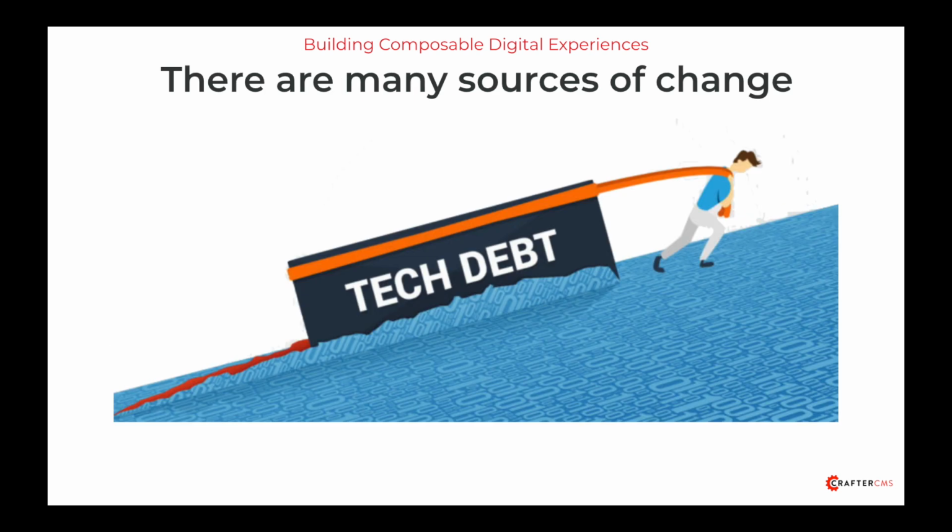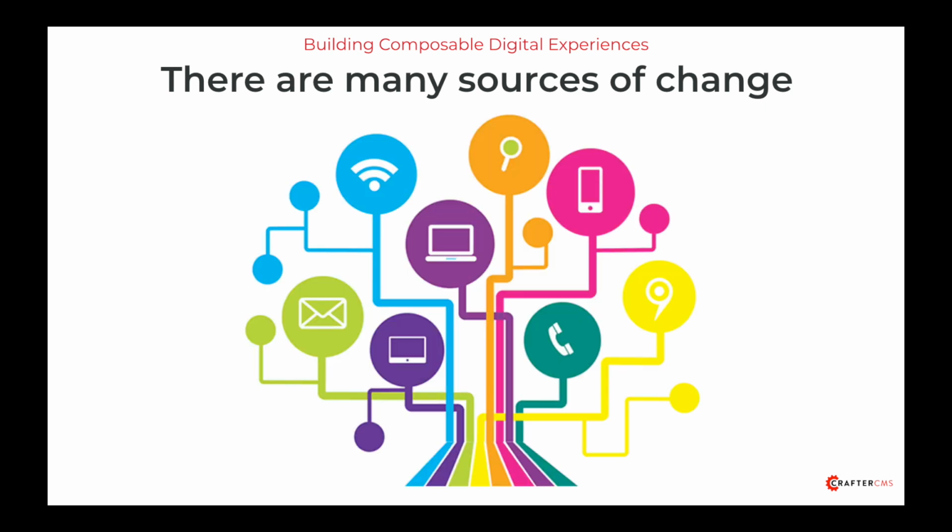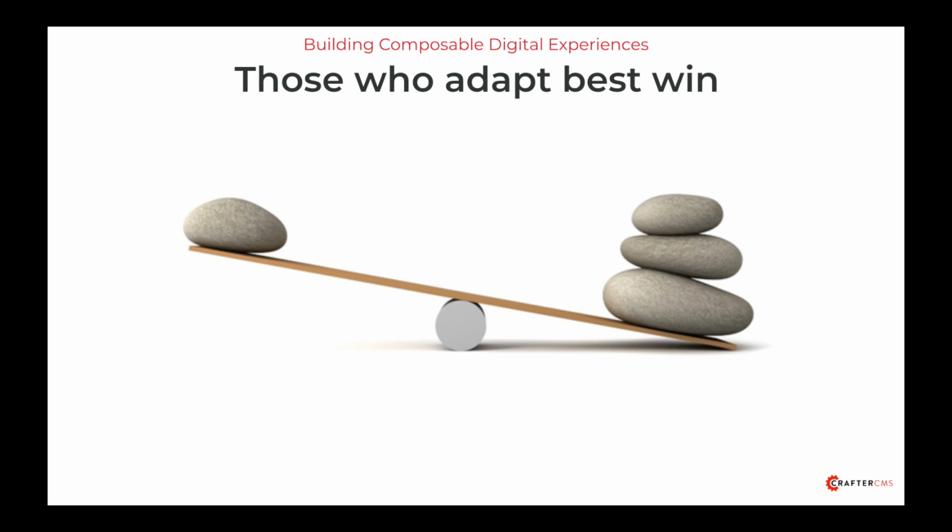It could be that we just need to deal with technical debt. It could be that economic conditions are changing. Of course, we see new channels emerge every day, from digital assistants to smart devices to IoT to AI. There's always new kinds of technical revolutions that we're trying to take advantage of to create efficiencies. And of course, we always want to interconnect these experiences. So we're always dealing with change. And composability gives us the tools that we need to take advantage of that change and make it work for us rather than work against us.